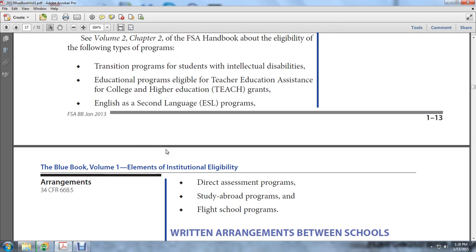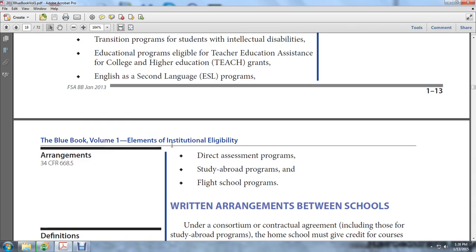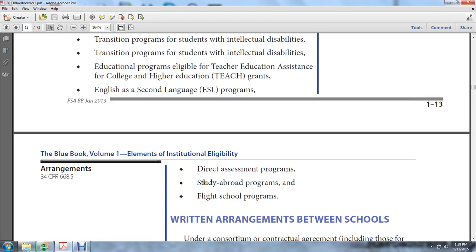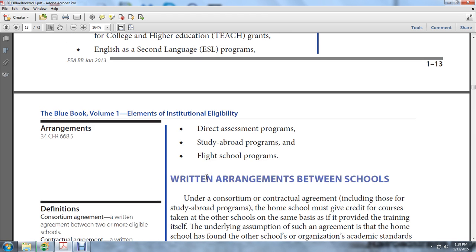Elements of the Blue Book, Volume 1, Institutional Eligibility: Direct Assessment Programs, Study Abroad Programs, and Flight School Programs. Under Title 34 of the Code of Federal Regulations, 668.5, these are additional eligible programs, which have requirements. There must be a written arrangement between schools under a consortium or contractual agreement, including for study abroad programs.